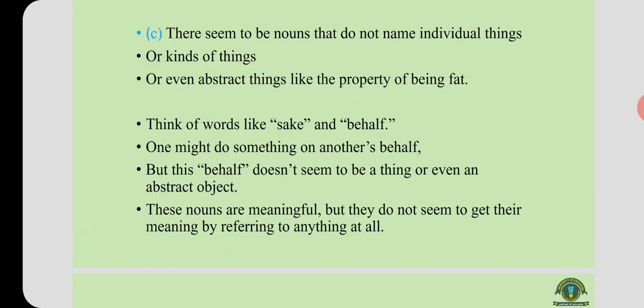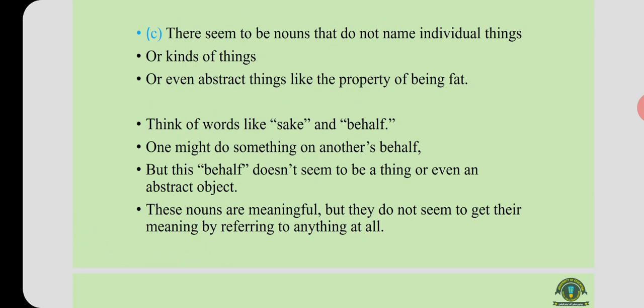Think of words like "sake" or "behalf." Both have almost the same meanings. Both are synonyms of each other. One might do something on another's behalf, but this behalf doesn't seem to be a thing or even an abstract object. It may be on behalf of some other people, or for the sake of the people. Both have the same meaning, and these nouns are meaningful, but they do not seem to get their meaning by referring to anything at all.